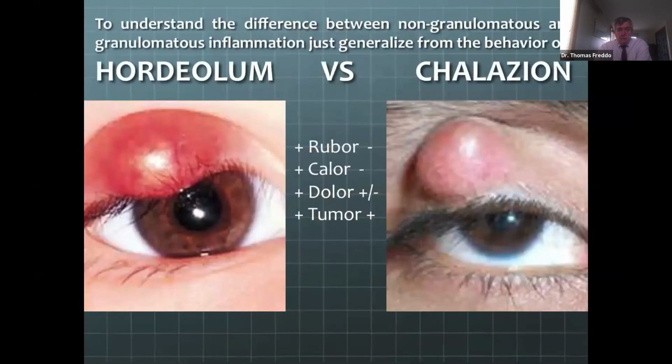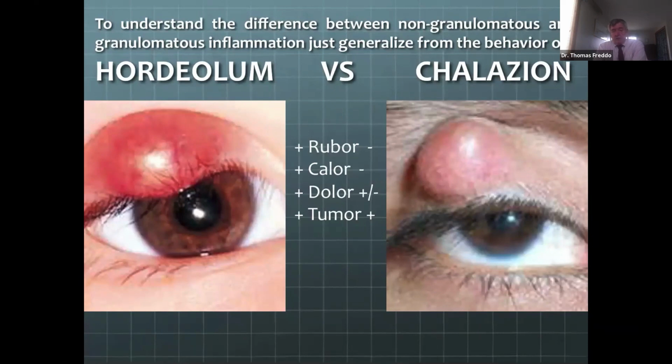So to close, if you want to understand the difference between granulomatous and non-granulomatous inflammation, I think you can pretty well generalize from a comparison of what you know of the difference between a hordeolum versus a chalazion. Hordeolum, of course, is going to give a real red lesion, lots of heat and warmth, generally pretty painful, and a good amount of swelling.